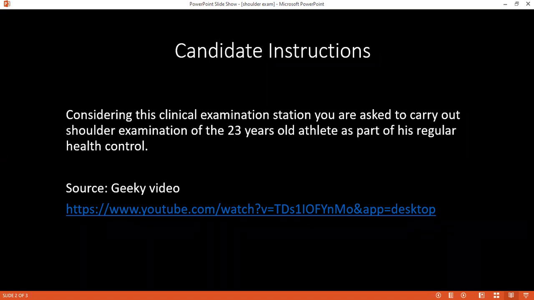And the line of treatment, surgical and conservative, is arthroplasty. Okay.